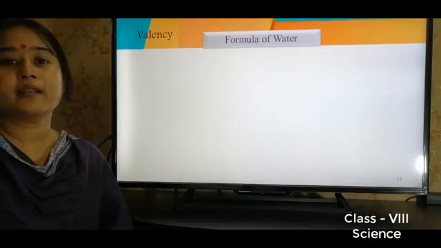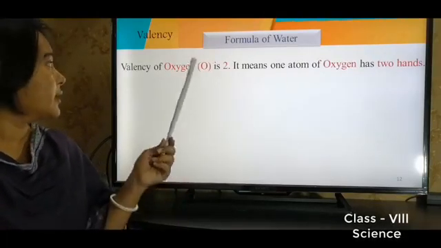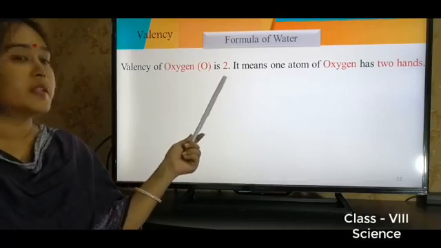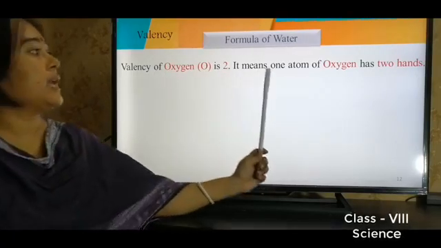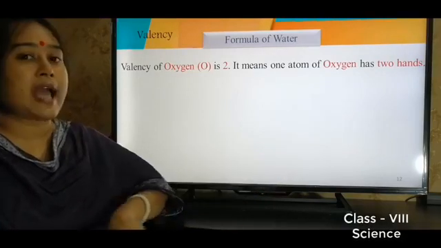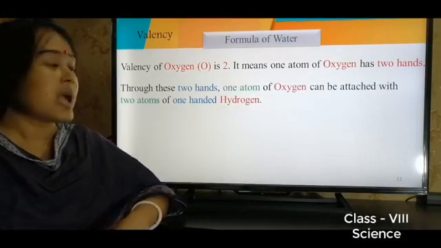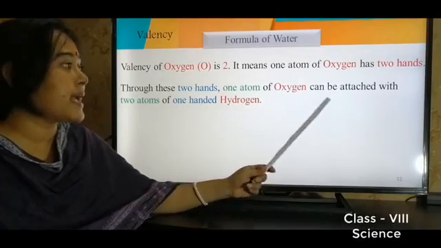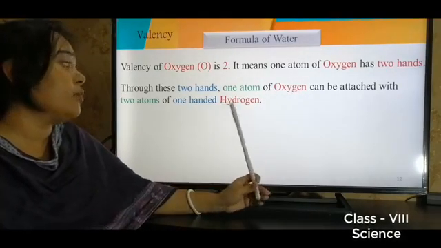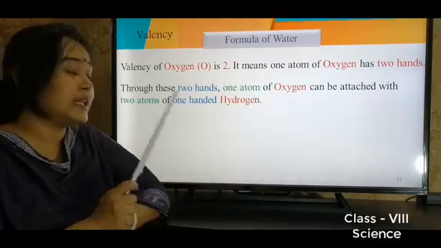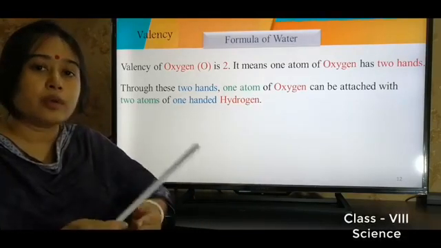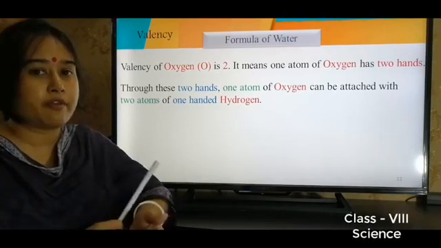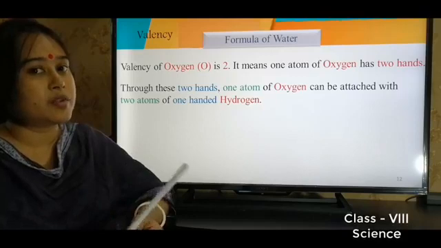Okay, now another example: the formula of water. Here you can see the valency of oxygen is 2. It means one atom of oxygen has 2 hands. Through these 2 hands, one atom of oxygen can be attached to 2 atoms of one-handed hydrogen. Hydrogen has one hand, that means hydrogen's valency is 1. We have seen this in our previous slide.